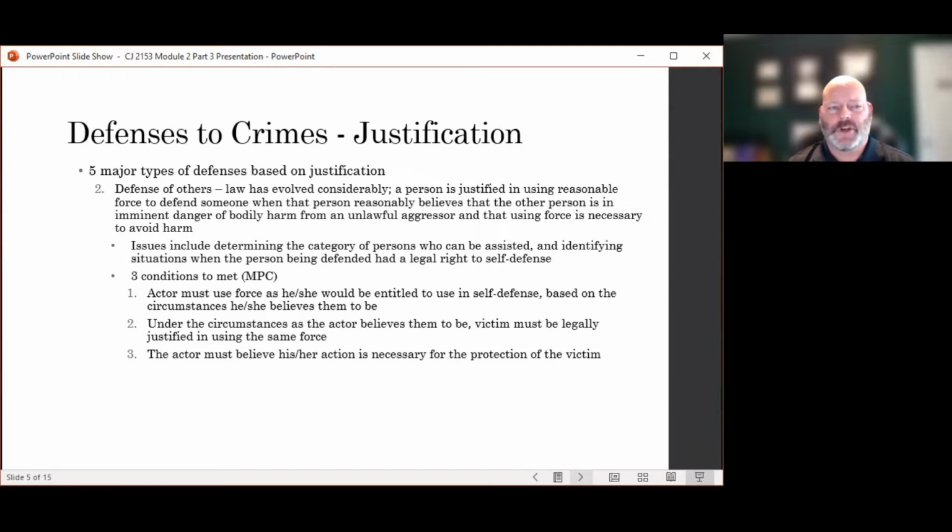According to the Model Penal Code, three conditions have to be met. The actor must use force as he or she believes would be entitled for them to use in self-defense, based on the circumstances he or she believes them to be. Under the circumstances as the actor believes them to be, the victim must be legally justified themselves in using the same level of force. And the actor must believe his or her action is necessary for the protection of the victim.